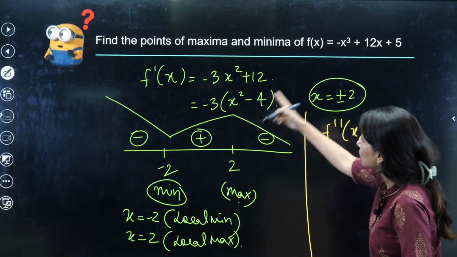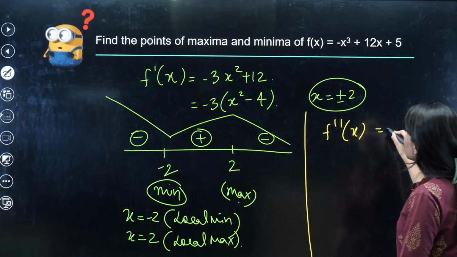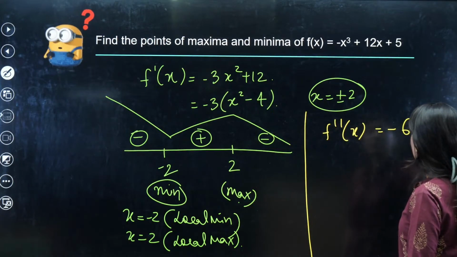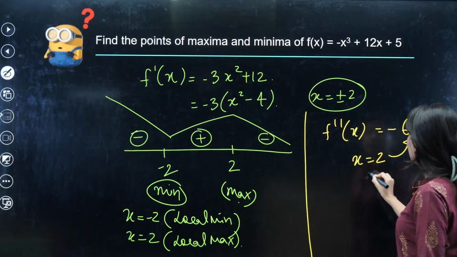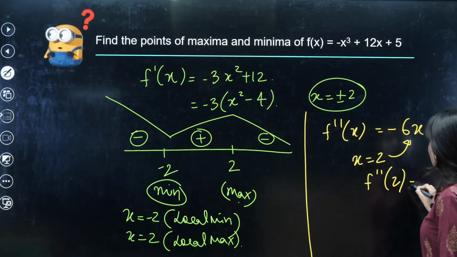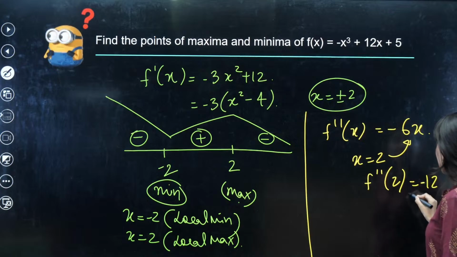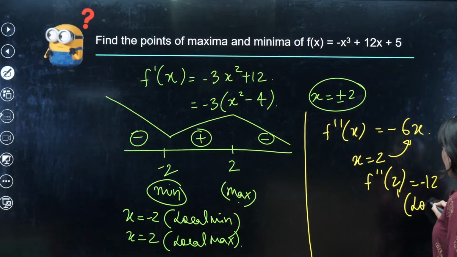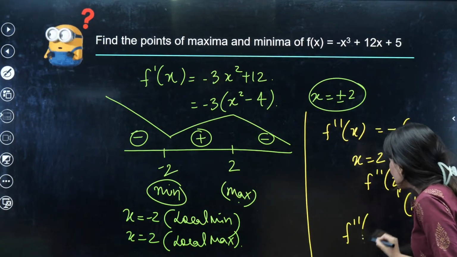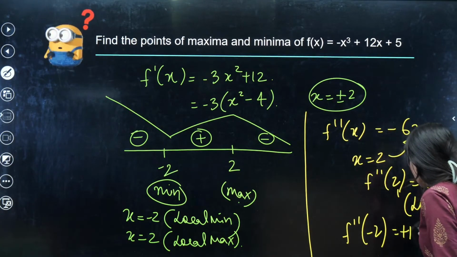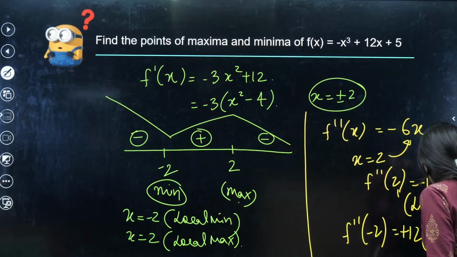f double dash x. So, differentiate it further. So, f double dash x is minus 6x. The moment you put x equals 2, you will get f double dash 2 is equal to 12 with a negative sign. That means you are going to get local maxima. Negative double derivative means local maxima, and f double dash minus 2 is going to be plus 12, local minima.